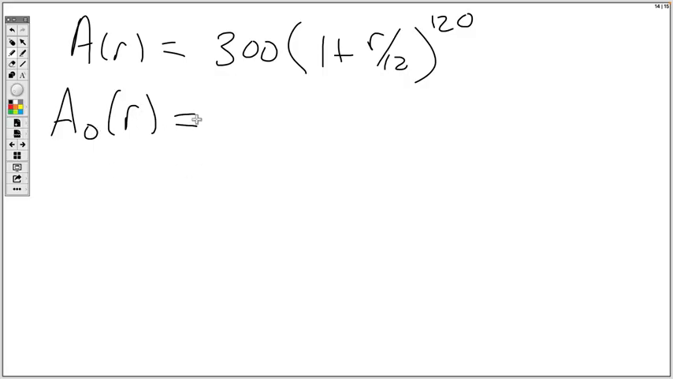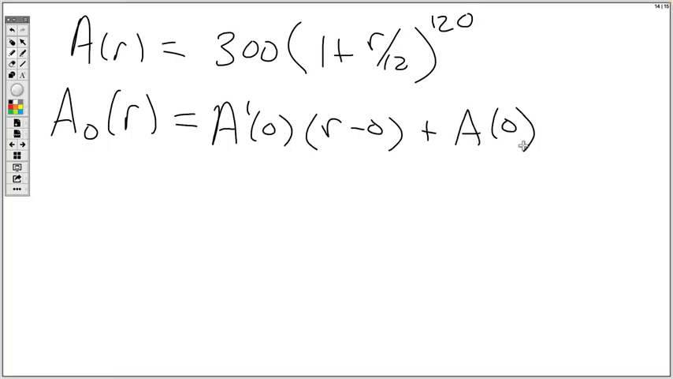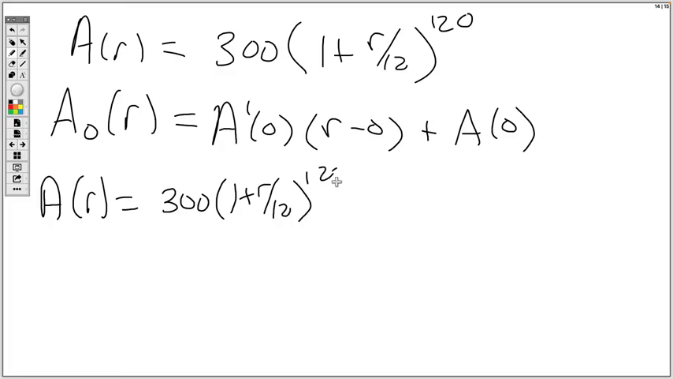So we're going to use the linearization. Once again, linearization, we need A prime of 0 times r minus 0 plus A of 0. So we have our A of r. So let's plug in A of 0. And what is A of 0? When r is actually 0, what do you get? 300. Which makes sense. If you invest $300 with 0% interest, then your account balance is always going to be what? $300.